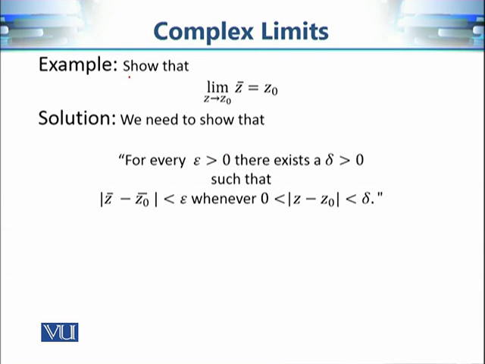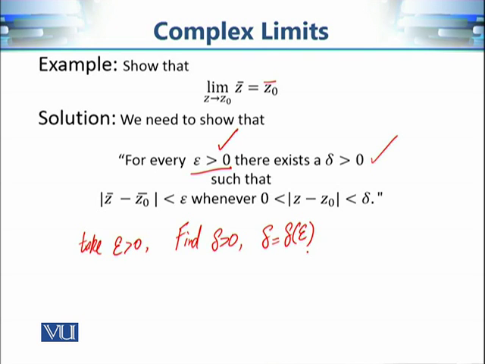Now let's try to show that the limit as z approaches z0 of this conjugate function is equal to z0 conjugate. We are going to apply this definition, and as we have discussed, to apply this definition we should choose this epsilon and try to find this delta. So take epsilon greater than 0, find delta greater than 0, and of course this delta is basically a function of epsilon. If you change the epsilon, then the delta will change.